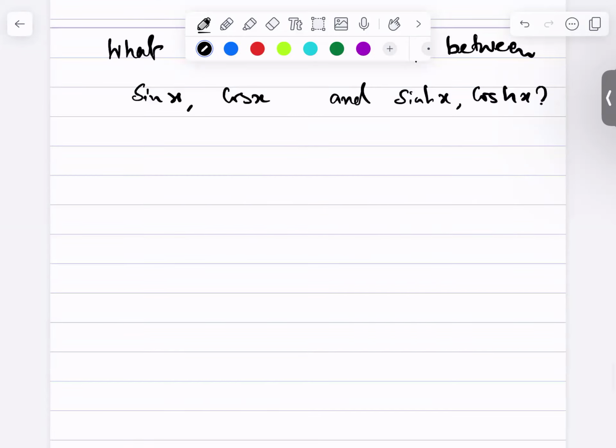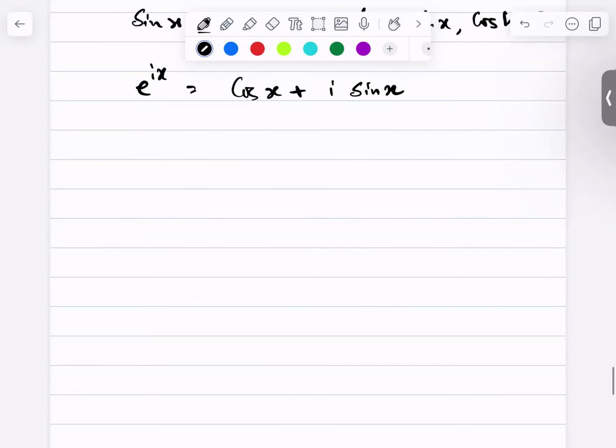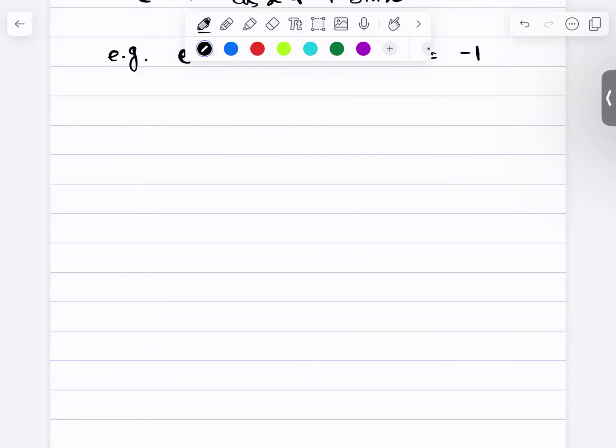The answer is yes, there is a relation. I know that e to the ix, this is coming from complex analysis, is the same as this quantity. For example, e to the i pi is cosine pi plus i sine pi, which is basically -1. The proof basically uses some Taylor series, I guess, but we'll not go into that. e to the ix is cosine x plus i sine x.